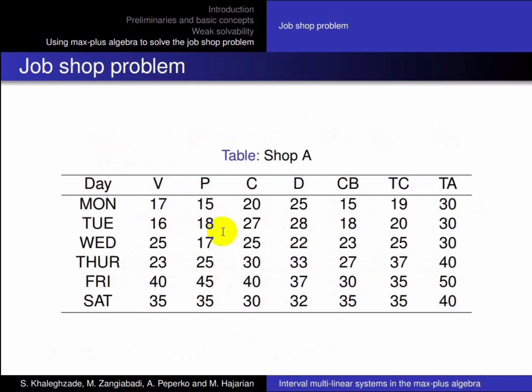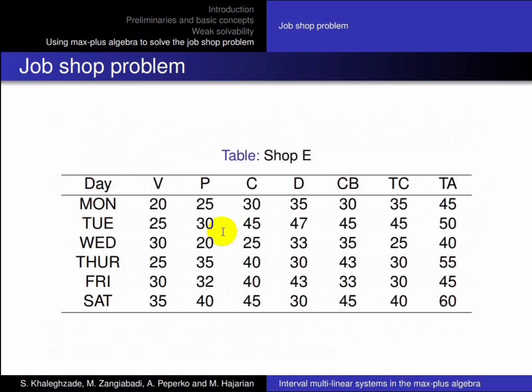This table is for shop A. This table is for shop F.